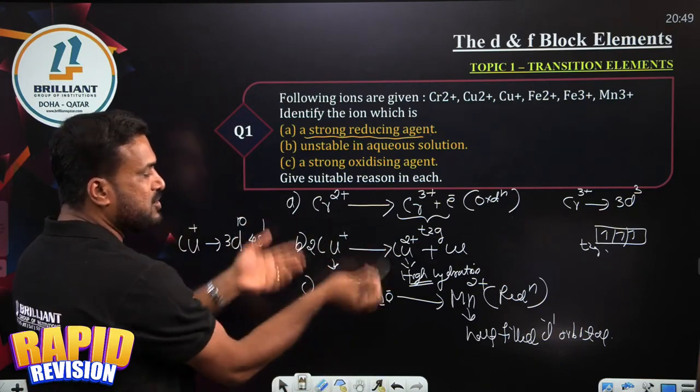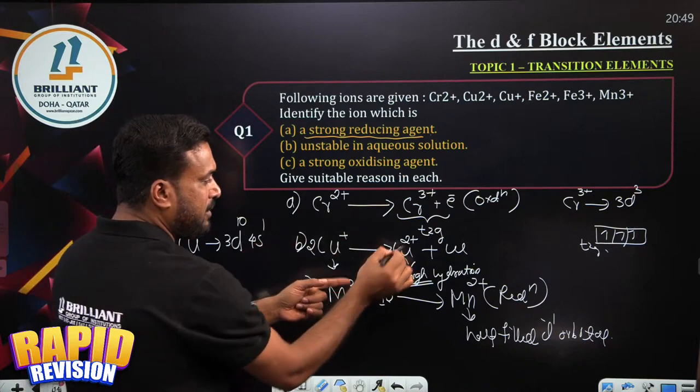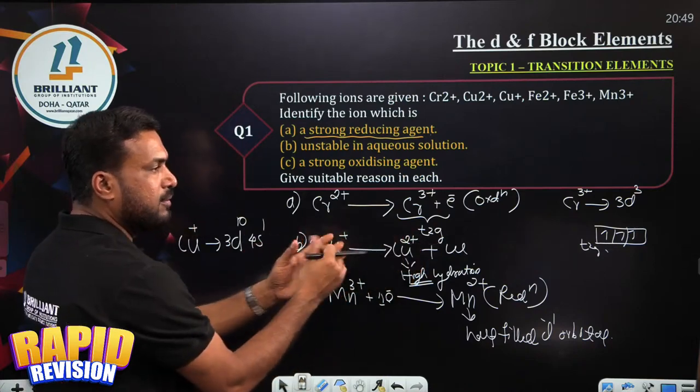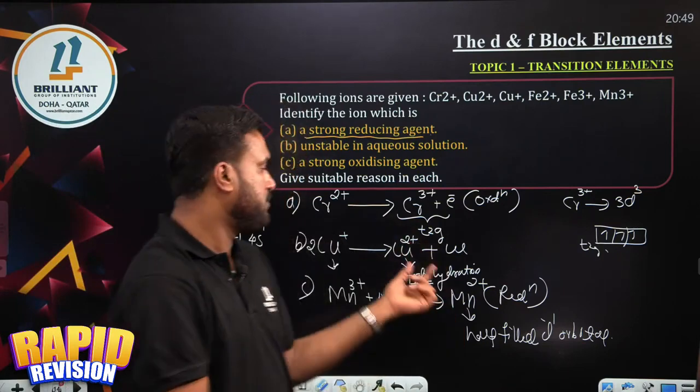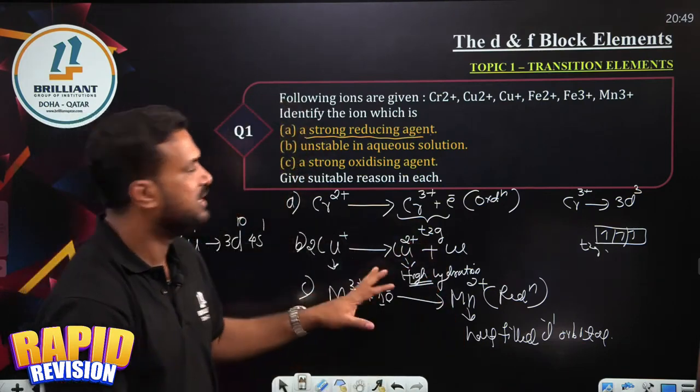That is the way Cu2+ is stable in aqueous solution, whereas Cu+ is not. Cu2+ is a smaller ion with more solvation enthalpy, that we learned. Smaller the ion, more solvation enthalpy. Solvation means hydration enthalpy. That is the way it is stable.